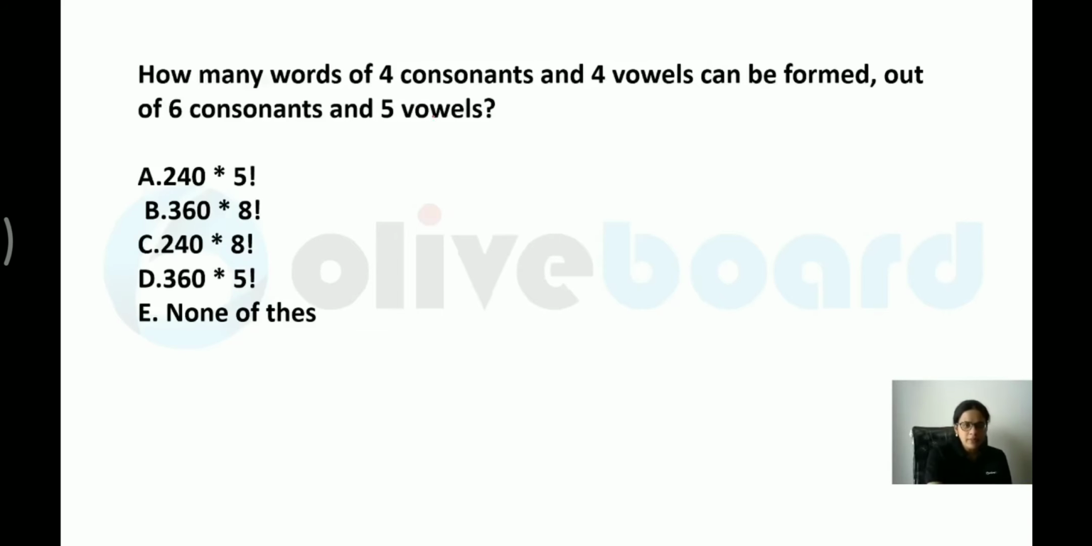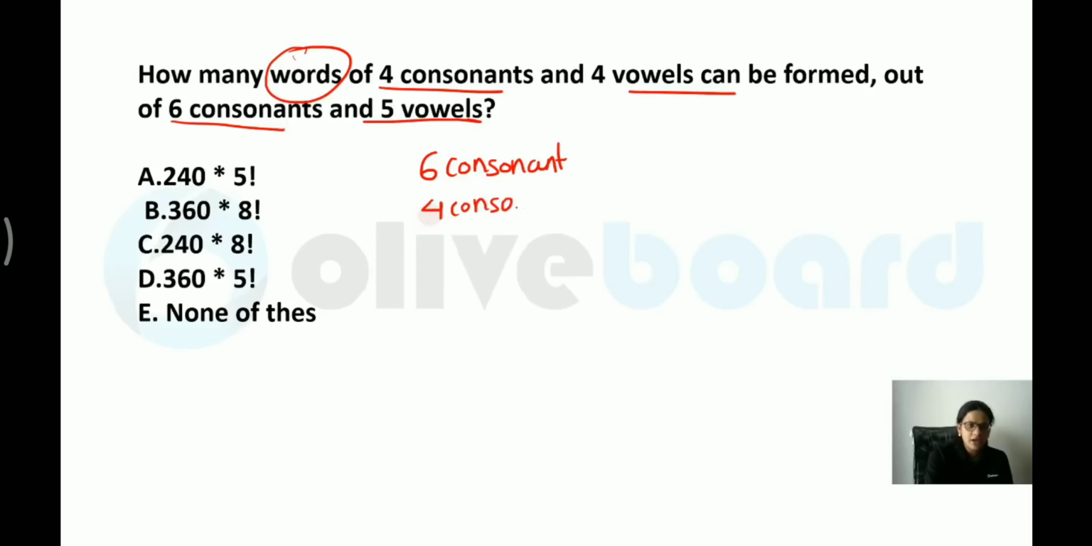So, how many words of 4 consonants and 4 vowels can be formed out of 6 consonants and 5 vowels? So, there are a total of 6 consonants. How many do you have to arrange? Because they are telling you words. Word means always you have to arrange. So, of 6 consonants, how many do you have to arrange over here? 4 consonants I have to arrange. Are you getting it? And there are 5 vowels given over here. Out of these 5 vowels, I have to arrange 4 vowels over here.